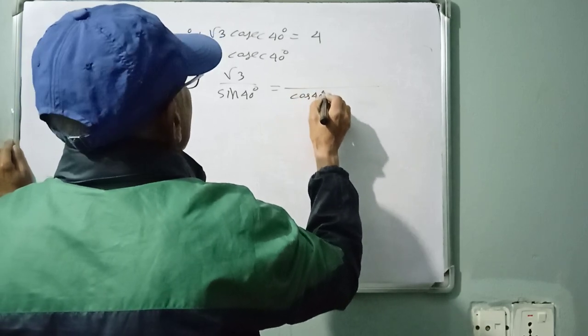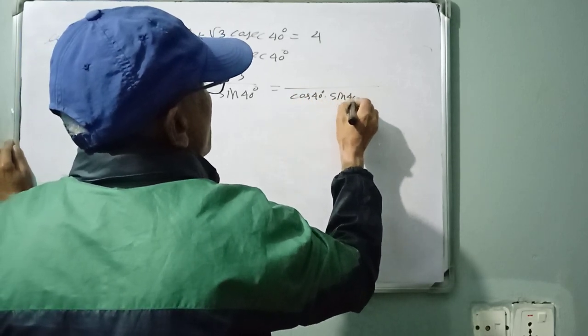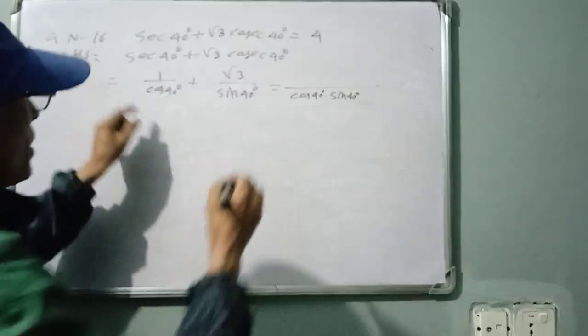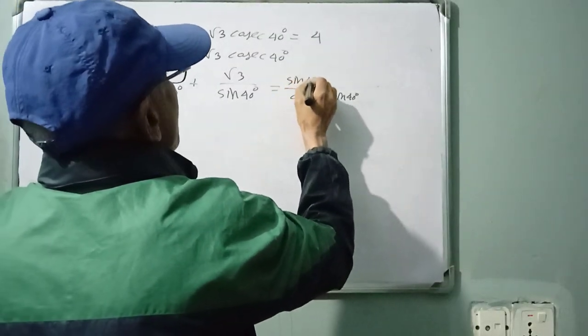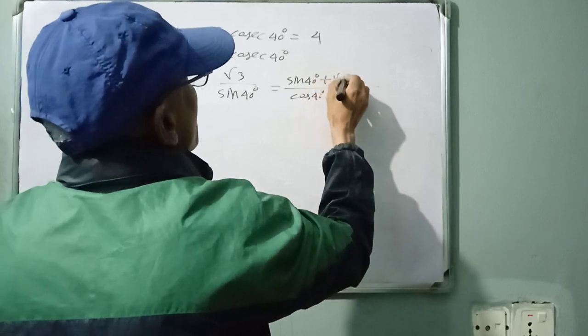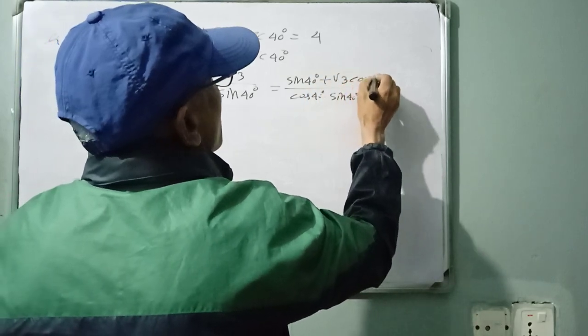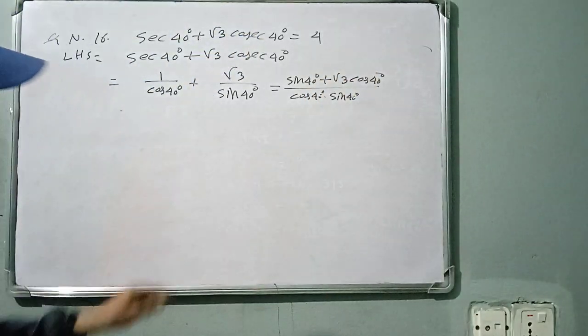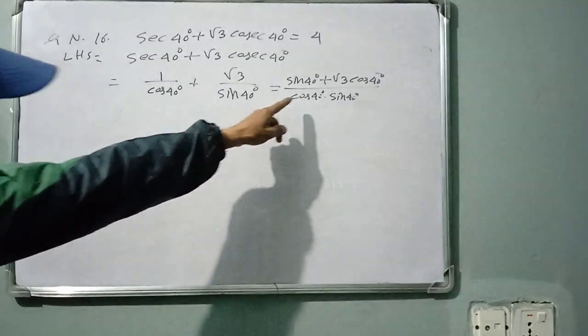Cos 40 degree into sine 40 degree LCM. Now take LCM: sine 40 degree plus root 3 cos 40 degree. Then what to do?